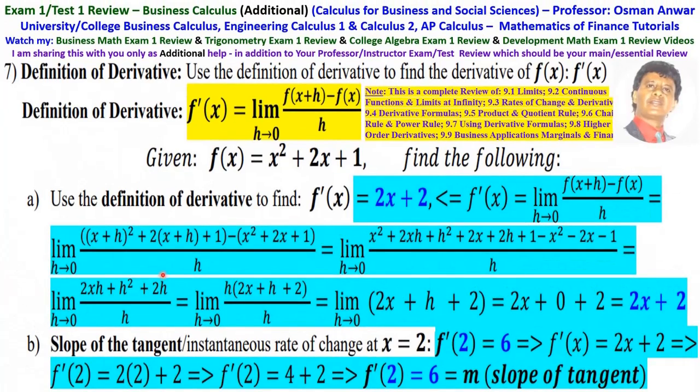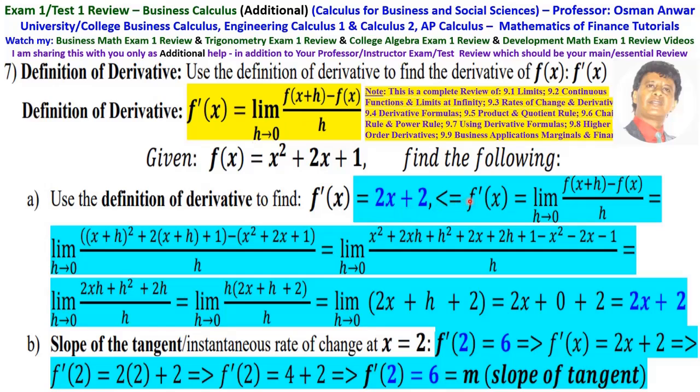Okay. Number 7 is use the definition of derivative to find the derivative of f of x. So the definition of derivative is f prime of x is equal to limit as h approaches 0 of f of x plus h minus f of x over h. And the function given is f of x equals x squared plus 2x plus 1. So the derivative of this is 2x plus 2, but we're going to use the definition of the derivative to find this 2x plus 2.